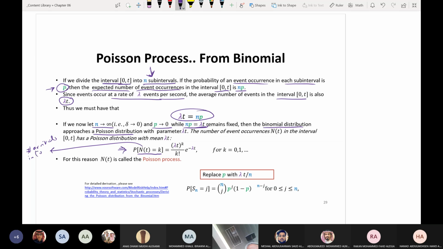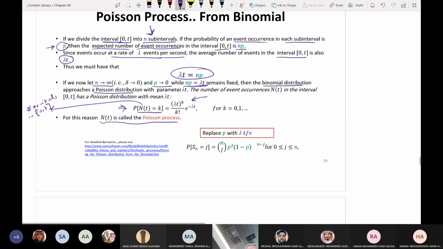The number of arrivals in 0 to t seconds equals k is given by the Poisson random process, or the Poisson random variable, and we call this a Poisson process. Remember, we did all of this in chapter 2.